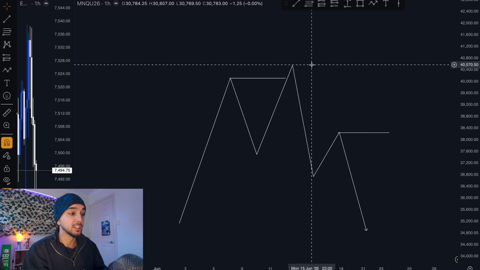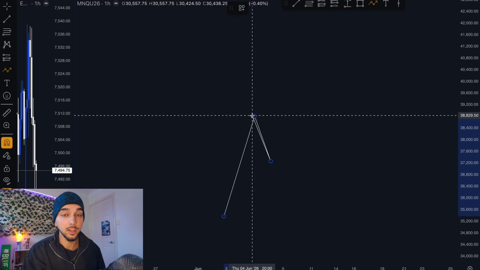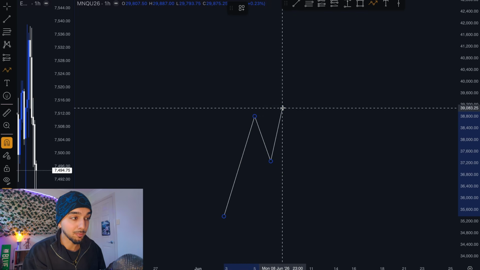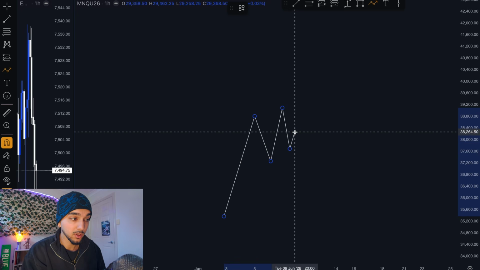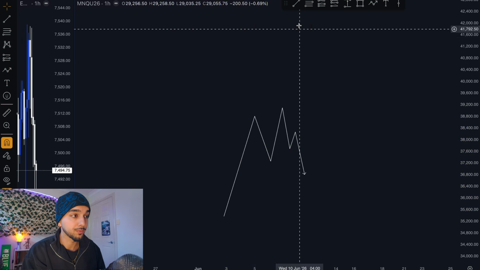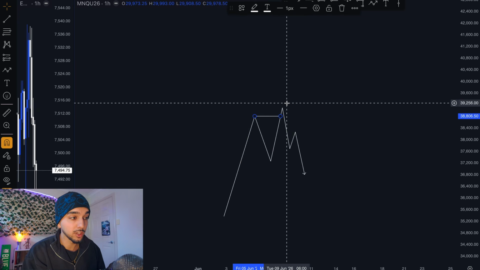And what is a liquidity sweep? So let's say that we have a high here that market has created. Now, if market comes above that high, and then has a reaction back down, this is what we can call a liquidity sweep. When we go above the candle and then we come back down.